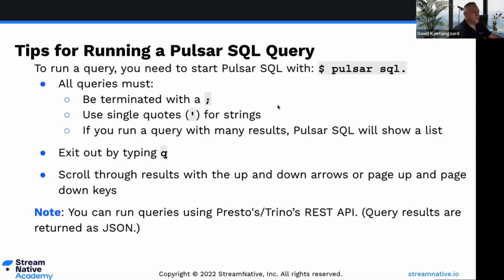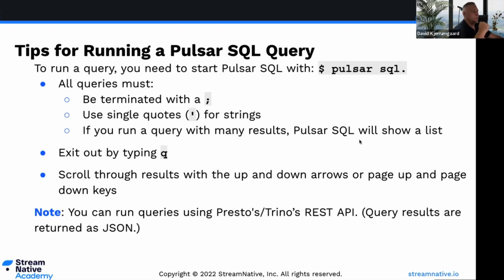So just some generic commentary on the syntax around writing this. You have to start it using the Pulsar SQL command from inside the Pulsar standalone console. You open up a shell, you start with Pulsar SQL, it brings up the query prompt, and then you can run it. Syntactically, you have to terminate all your queries with a semicolon. If you're querying anything related to strings, use a single quote, not a double quote.